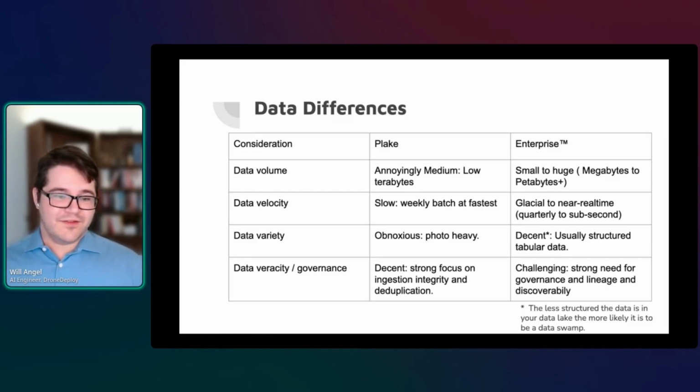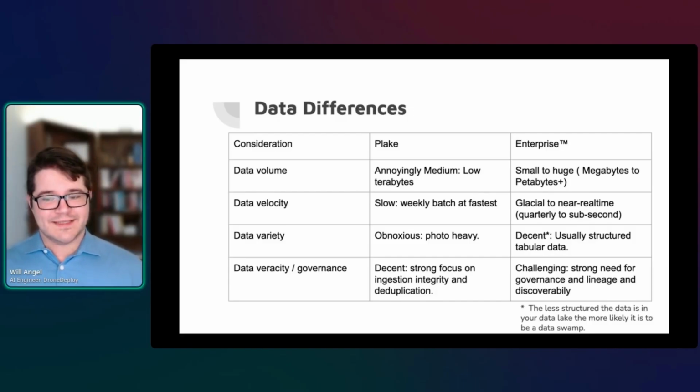But for velocity, mostly I'm doing weekly batches. In enterprise, I've seen quarterly data jobs that are super valuable, and I've seen sub-second real time. For variety, I unfortunately have lots of photos, which are in an annoying data format alongside audio and video. So I think in most enterprise data lakes, generally you're using structured tabular data, and that usually makes things a little bit easier to manage.